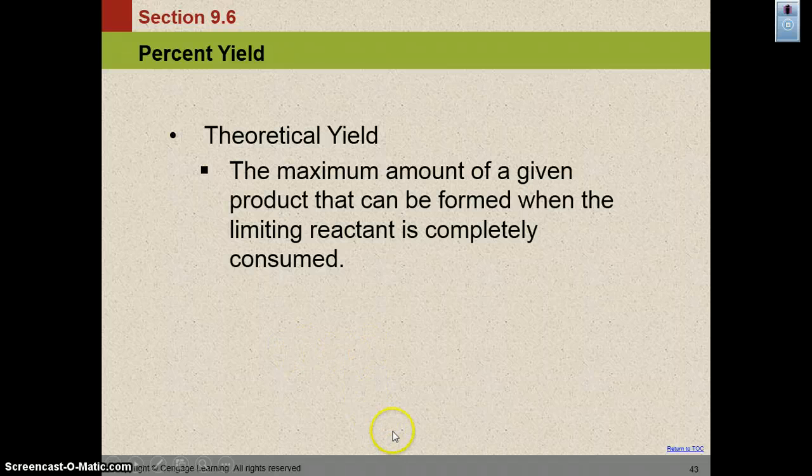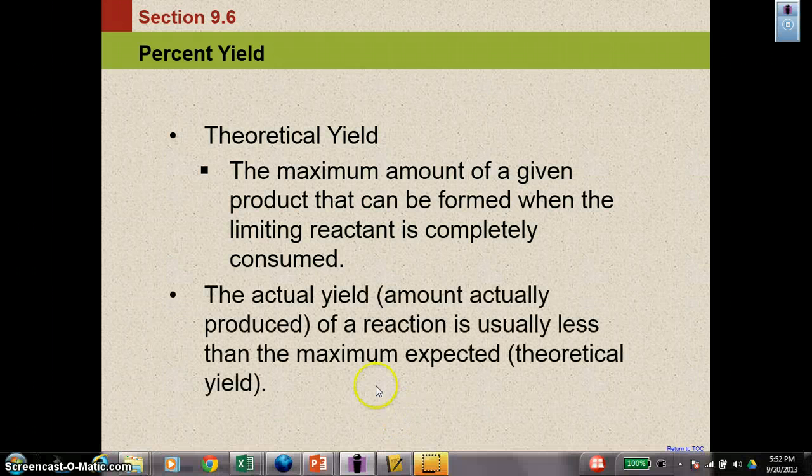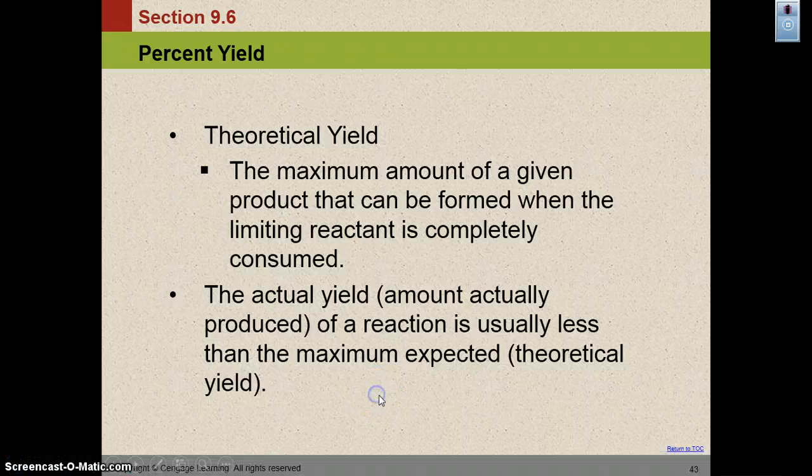Theoretical yield is the maximum amount of a given product that can be formed when the limiting reactant is completely consumed. And let me take this opportunity just to say, once again, that all along we have been calculating theoretical yield. That's what our outcomes have always been. Theoretically, that's how much we should make in product. The actual yield is less than the theoretical, and this is the amount that you're going to have calculated from a lab experiment. So when you're doing problems, the actual yield will always be given to you.